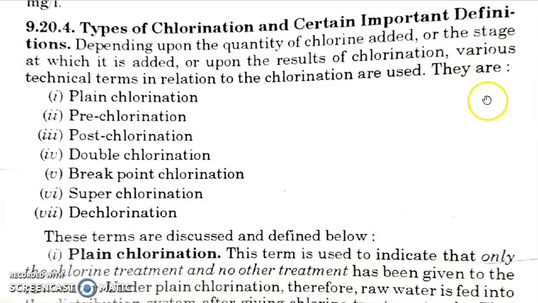Hello friends, let's discuss the types of chlorination. Depending upon the quantity of chlorine added, the stage at which the chlorine is added to the water, and also the results of chlorination, you have these different types of chlorination: plain, pre, post, double, breakpoint, super and dechlorination. So let's see what each is.